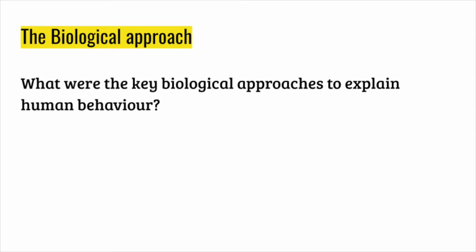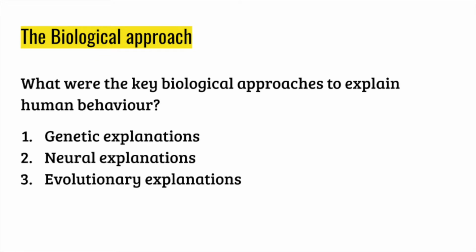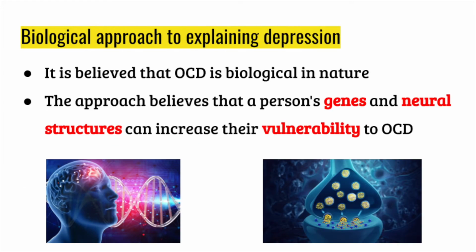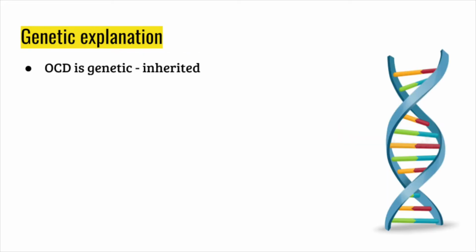Now let's think back to when we learned about the biological explanation. What were the key biological approaches we looked at to explain human behavior? Well, we looked at the genetic and evolutionary explanation, but we also mentioned neural explanations. For OCD, we're going to focus on genetic and neural explanations. According to the biological approach, OCD is biological in nature. It also assumes a person's genes and neural structures can increase their vulnerability to OCD.